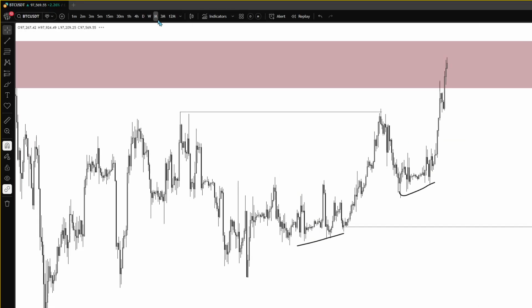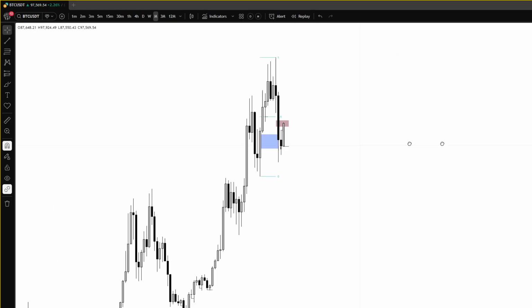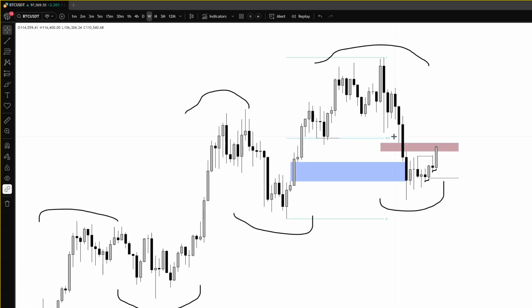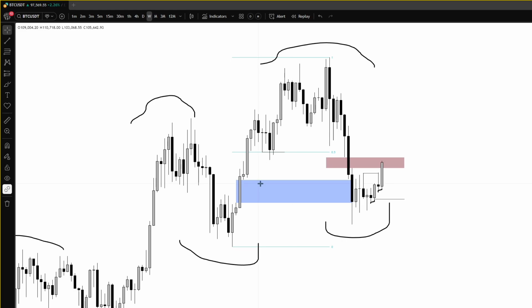I do have some spot because overall, you don't even have to make it too complicated. We have a low, a high, a low, a higher high, a higher low. So overall, I'm still bullish, but I would prefer to see something like this where we sweep, because we didn't sweep here.